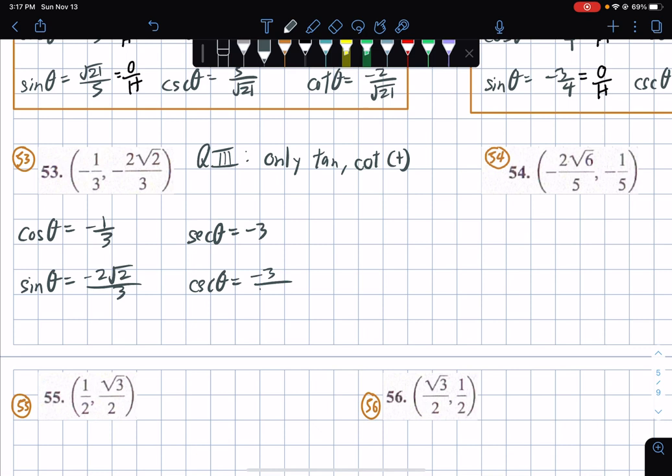And so tangent is equal to what? You know the drill. O is that one and A is this. So only tangent and cotangent are positive. So these are negative, these are positive.